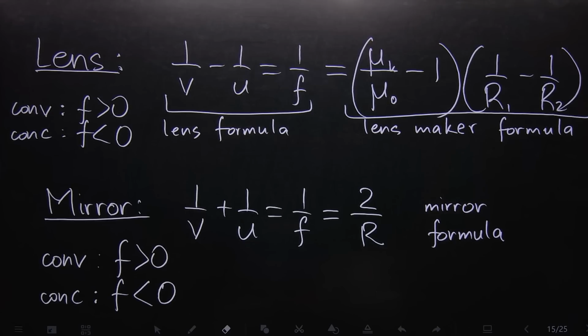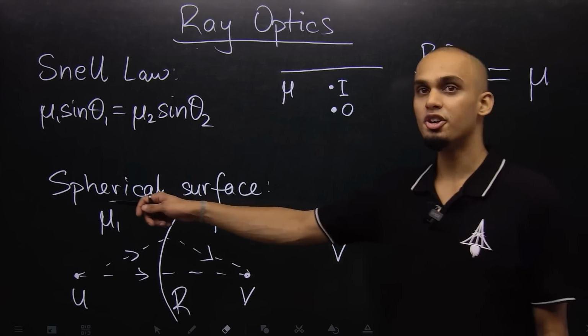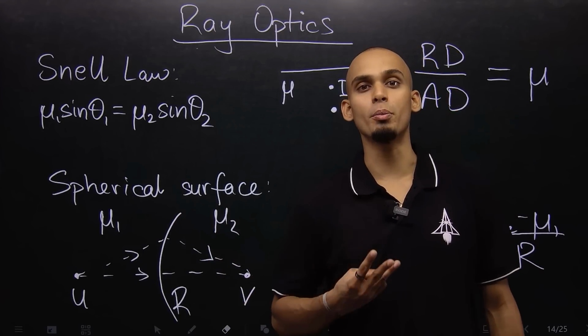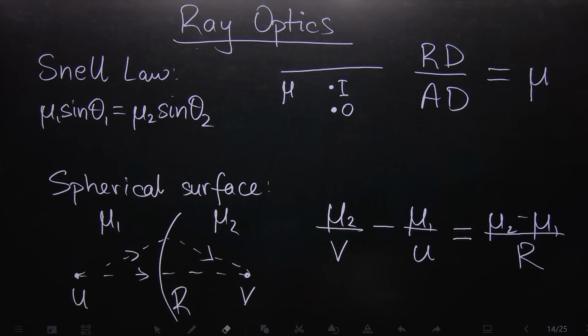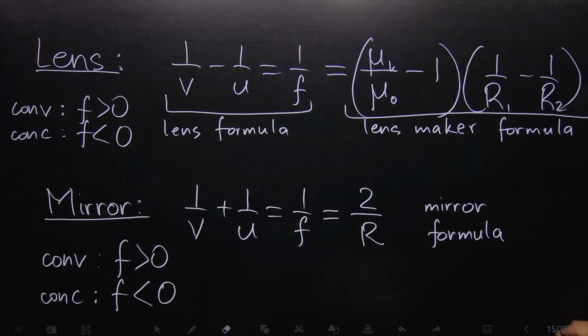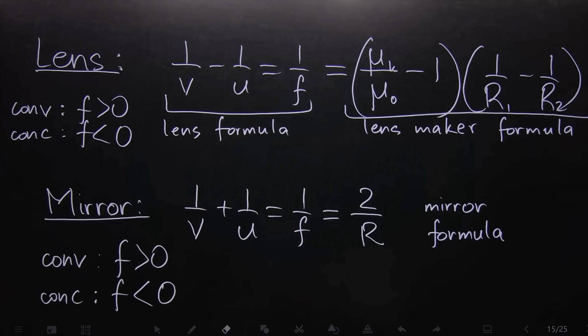90% of problems in ray optics are from just these three topics: mirrors, lenses, and refraction from spherical surfaces. These three topics are responsible for 90% of the questions in ray optics. So make sure that you clearly have these three formulas at least by heart, and if you have the lens maker formula also by heart, then 95% of questions will be very, very easy for you in ray optics.